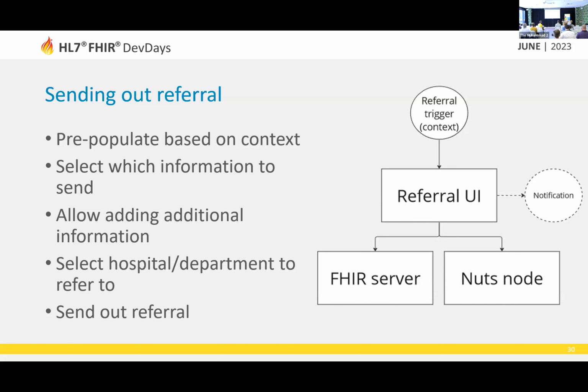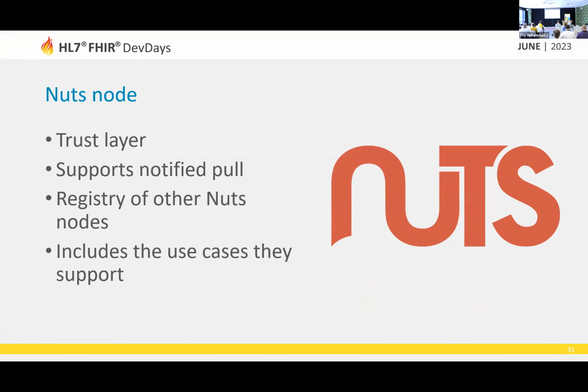You see here from the referral UI, it has a link to the file server, because that's, of course, where the data is, and there's this thing called a Nuts node. And the Nuts node is the thing that facilitates the trust layer and this notification. Nuts in itself supports a trust layer. I'm not going to go into the details. I think I'm giving you enough details already, and I also don't have the time.